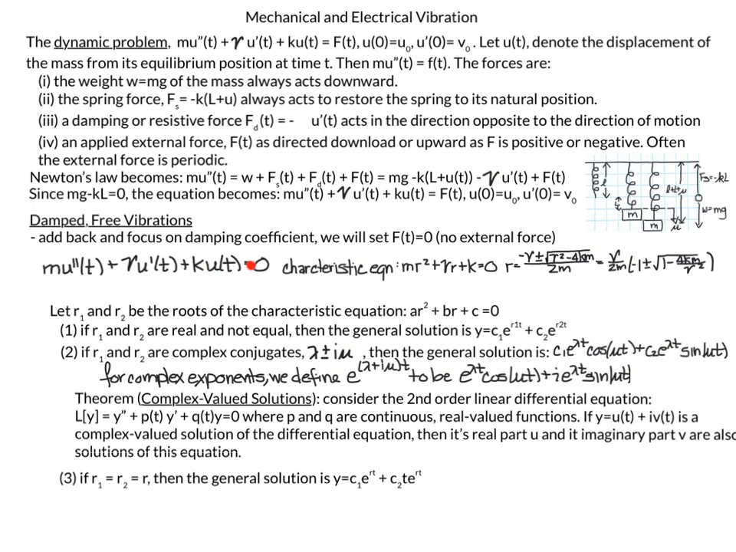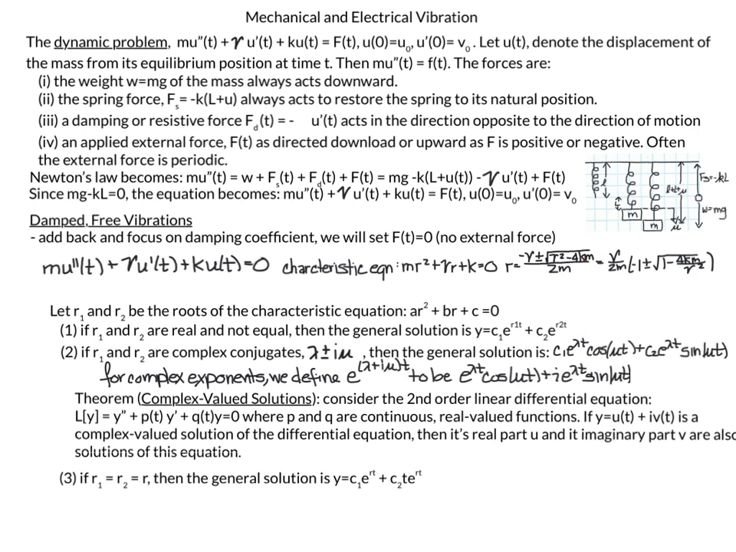So when we solve our differential equation, remember when we solved second order linear homogeneous differential equations with constant coefficients, we would look at the characteristic equation. So the characteristic equation for this differential equation is mr squared plus gamma r plus k equals 0. And then we would use our binomial theorem to solve for r.